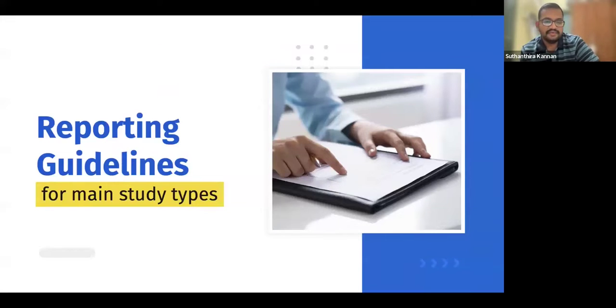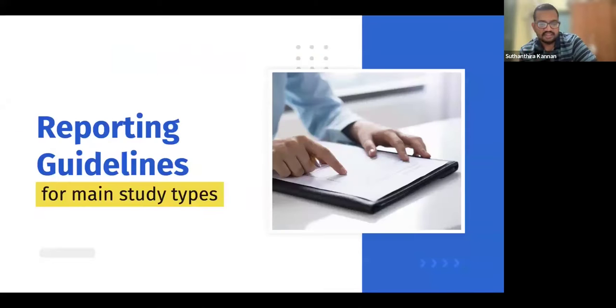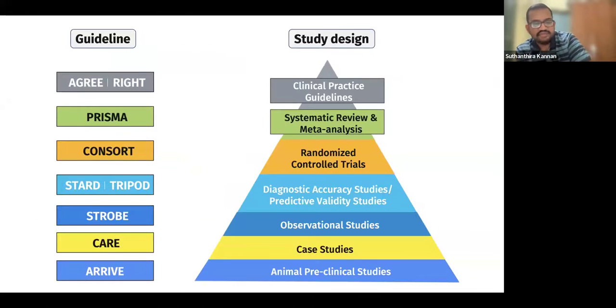This one chart will help you decide what type of study design you put, and based on the study design, you can write the methodology. Okay. Suppose you decided your study is a case control study. Then you have to follow these guidelines to write your methodology.